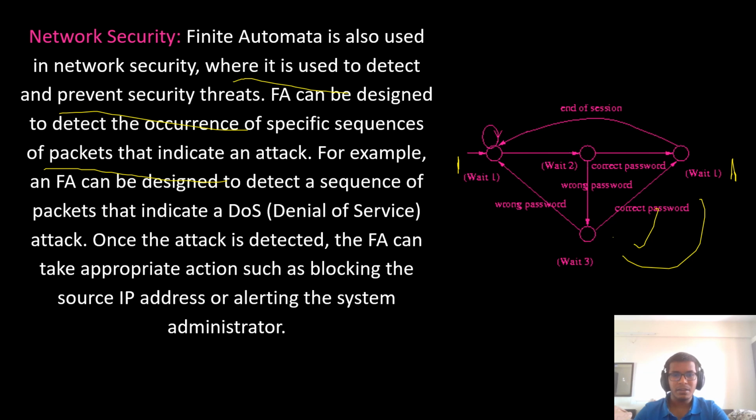Finite automata can be designed to detect a sequence of packets that indicate a DoS, also known as a denial of service attack. Once the attack is detected, the finite automata take appropriate actions, such as blocking the IP address or alerting the system administrator. Here also, in this example, when the password is correct, it goes to the next authenticated state, where it goes to the next task. But when the password is wrong, the denial of service attack is interrupted. So the finite automata blocks the IP address and alerts the system.